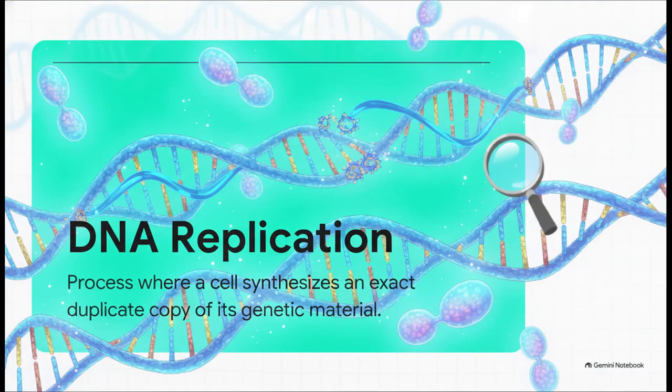To solve this literal property problem, the cell undergoes DNA replication. This is the crucial process where a cell synthesizes an exact duplicate copy of its genetic material. It also duplicates its cellular organelles, like the mitochondria. Only by creating perfect duplicates can the parent cell ensure that when it finally splits, both new daughter cells receive the complete, exact same set of biological wealth they need to thrive.